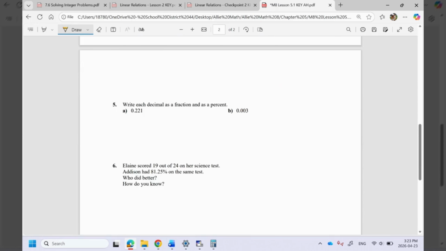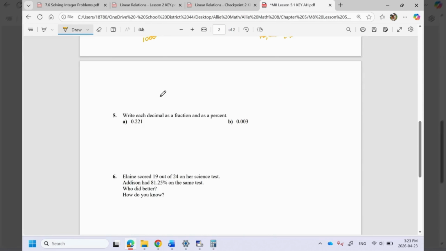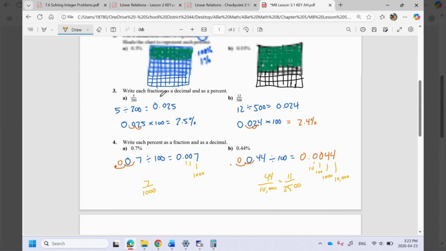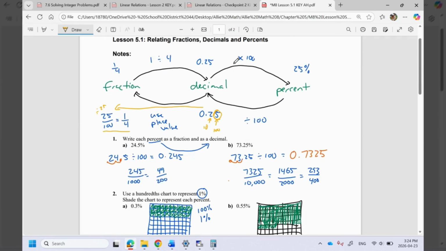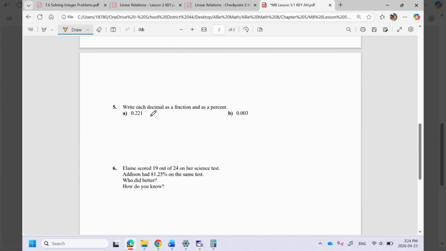Okay, let's do a couple more. Write each decimal as a fraction and as a percent. Okay, so let's maybe start. We're at decimal. We're going to go to percent. Let's look up here. So we're going decimal to a percent. We're going to times by 100. So we're doing that jump right there. And we're also going decimal to fraction. So we're going to do this second part right here. So let's do the first jump.